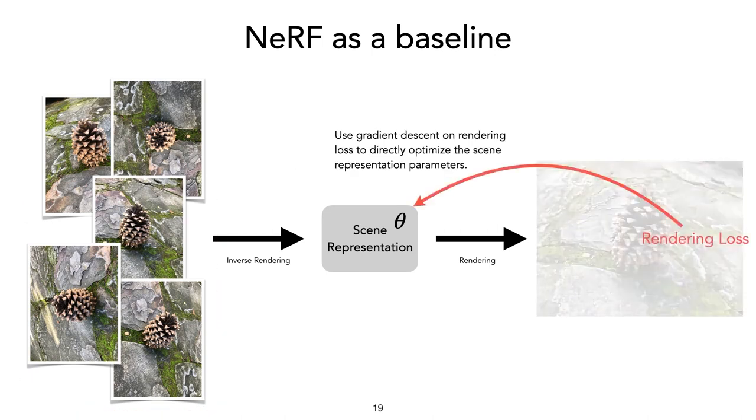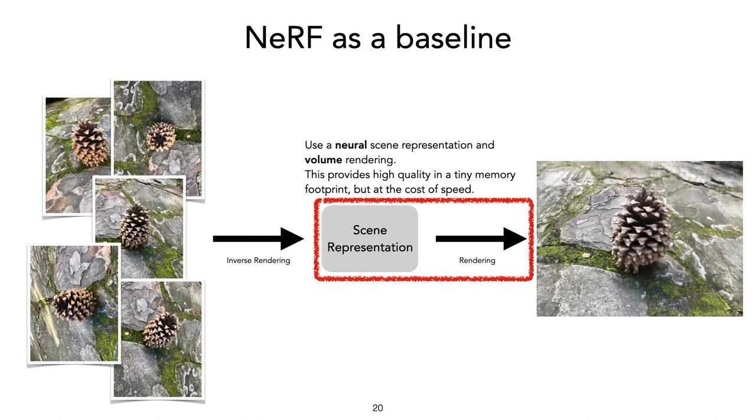We optimize NeRF parameters from scratch on every new scene, using gradient descent on the rendering loss until NeRF reproduces all the input images accurately. And the underlying representation is a neural network that encodes the scene volumetrically. This results in very high quality and has a small memory footprint, but it's also very slow since you have to run the network many times to compute the color of each output pixel.